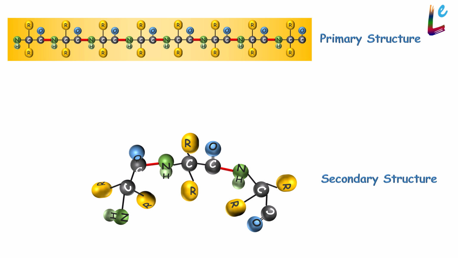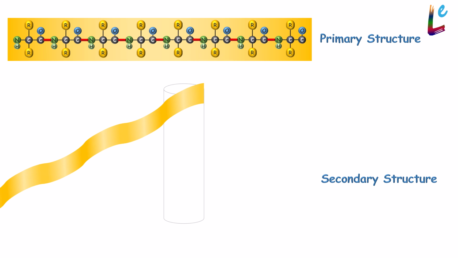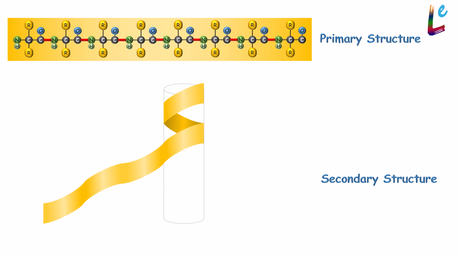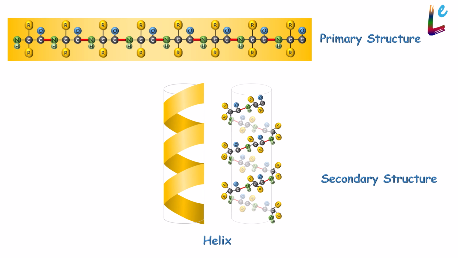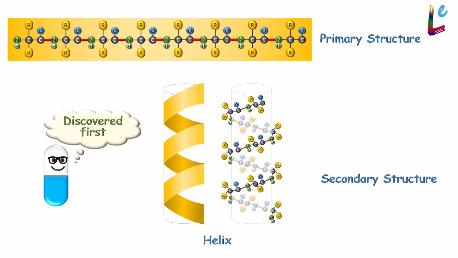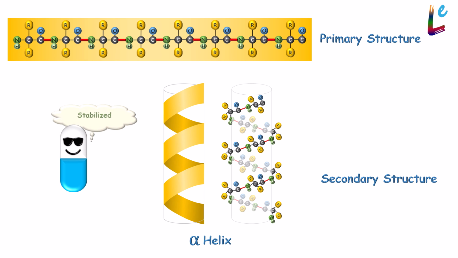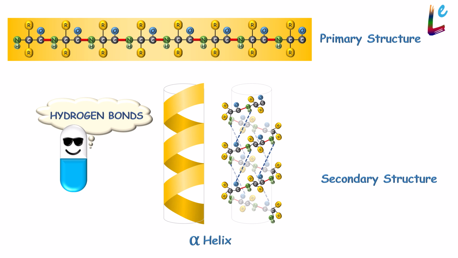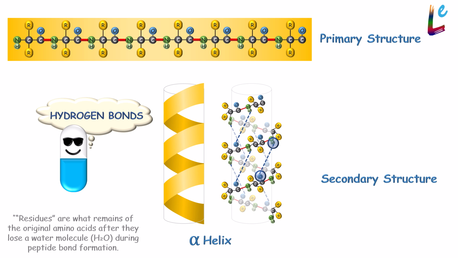One common shape thus formed is when the peptide chain winds around like a spiral staircase or helix. Since this was the first secondary structure to be discovered, it was called the alpha helix. The alpha helix is stabilized by hydrogen bonds formed between the oxygen of the carboxyl group of one amino acid and the hydrogen of the amino group of another amino acid, that is 4 residues ahead in the sequence.